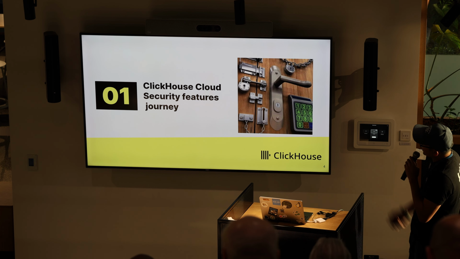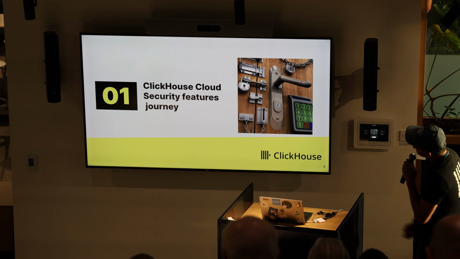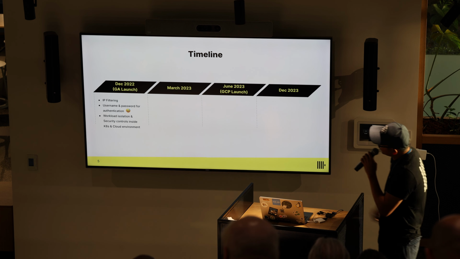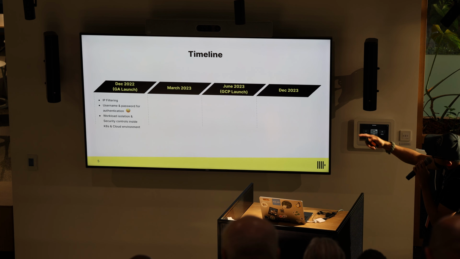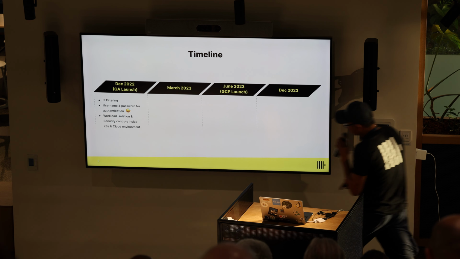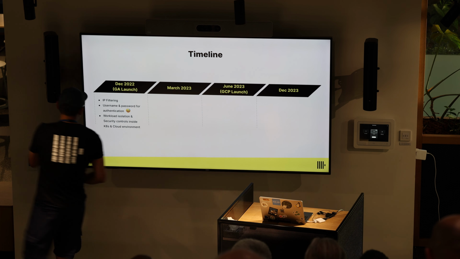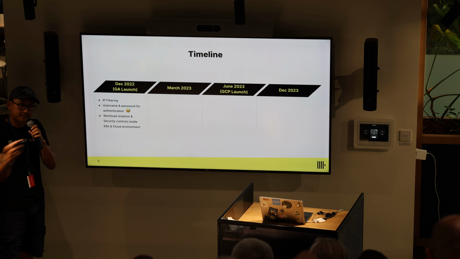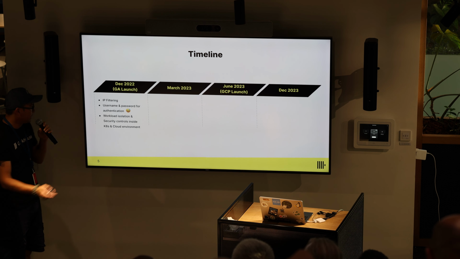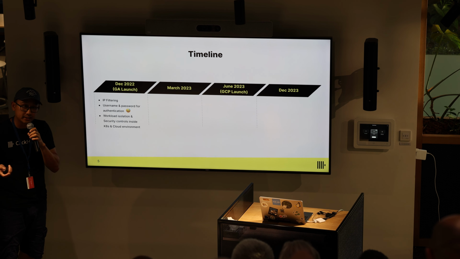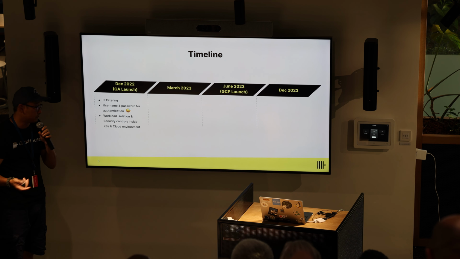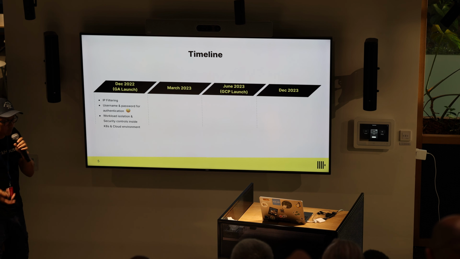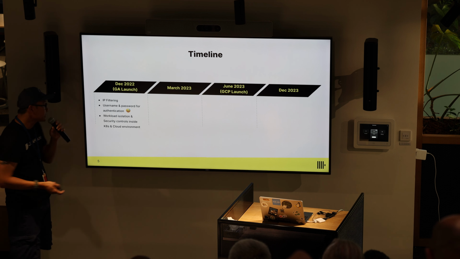So let's talk about the ClickHouse Cloud security features journey. Here we have a timeline. In December 2022, that's when we had the GA launch. We had very basic stuff, IP filtering, because if you run a database in the cloud and people are going to access it over TLS, it doesn't matter. You don't want it to be exposed on the internet. You want IP filtering right from the get-go. Obviously, it comes with username and password by default, like any database does.